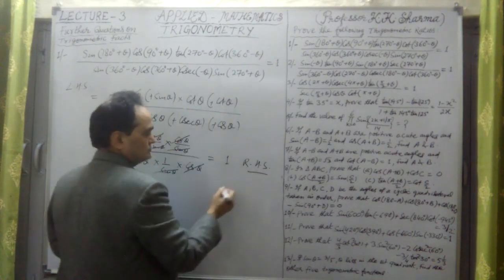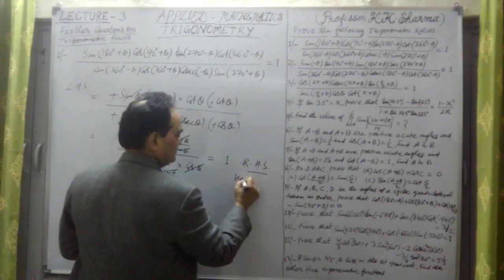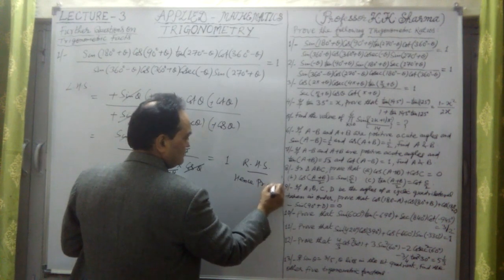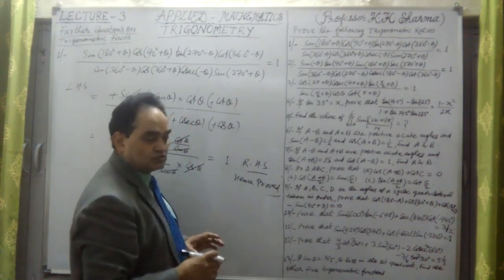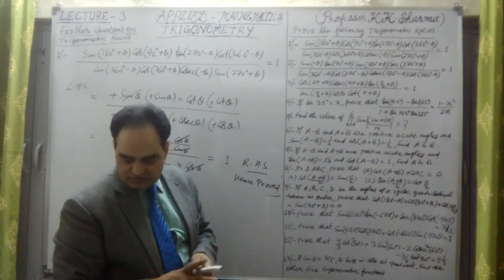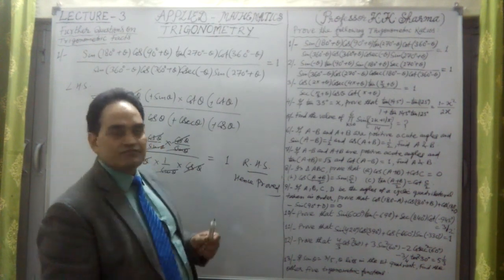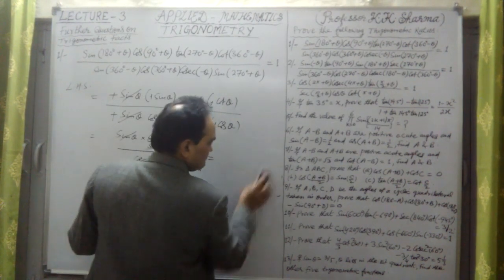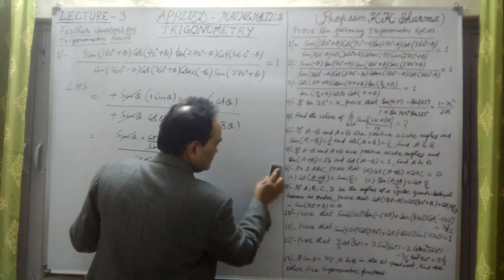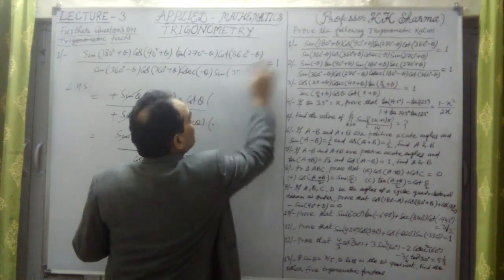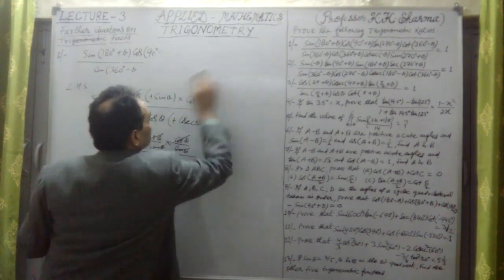This is what we have to do here. Only think about the quadrant in which that trigonometric function is lying. That will decide positive and negative. That is the only important point here. That is to be remembered.